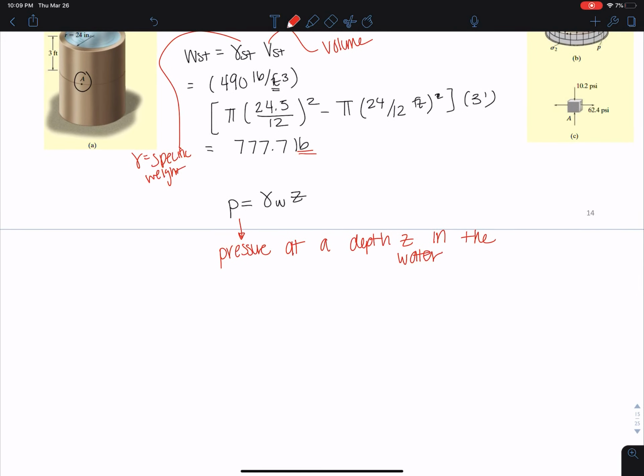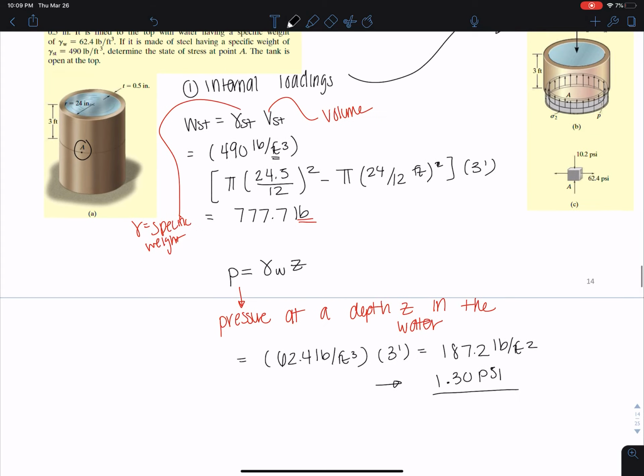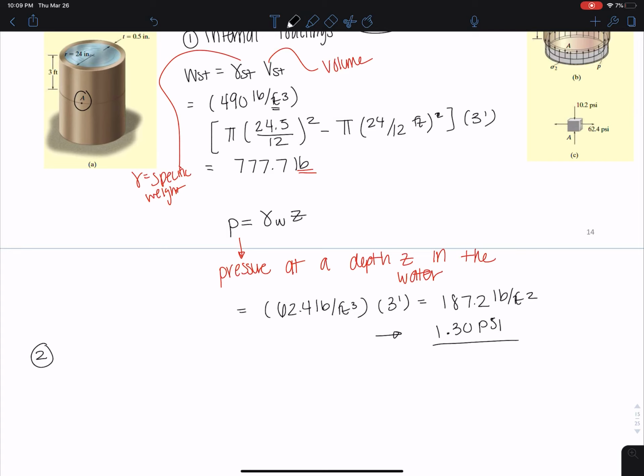So then we can say the pressure on the tank at level A, I'm just going to plug into this equation. We have specific weight of water, 62.4 pounds per foot cubed. And then we multiply that by 3 feet, which is the depth of point A. And we get 187.2 pounds per foot squared. And if we want to convert this into pounds per inch squared, we get 1.3 PSI. Okay. So now that we have all of our internal loadings, step 2 is to get the stress components.